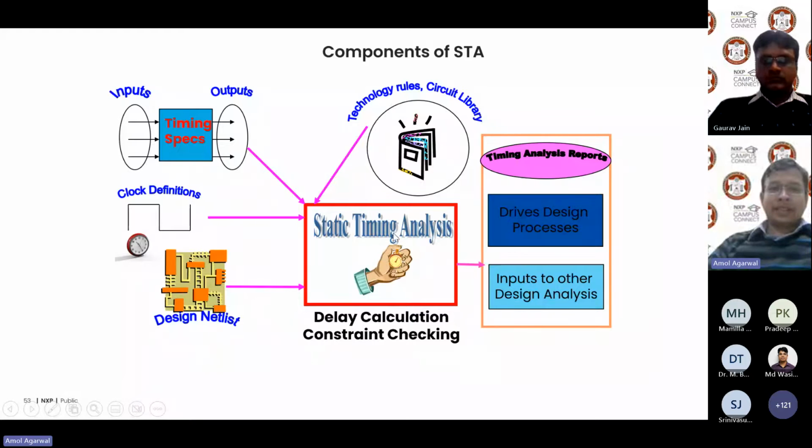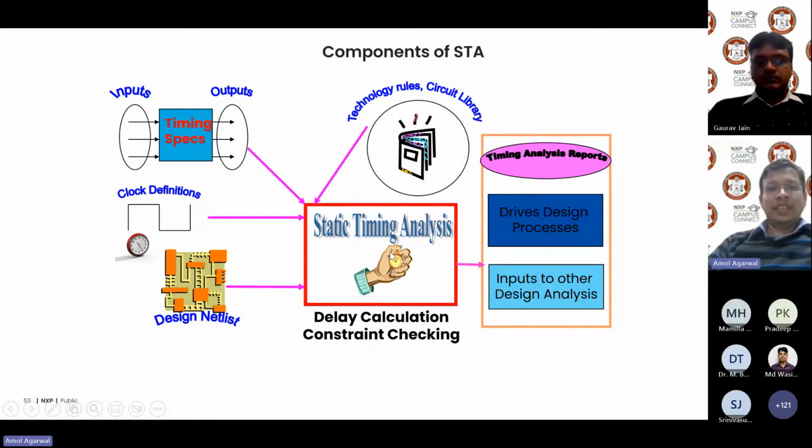So static timing analysis has multiple things. One is your internal register to register timing. So suppose this is your design netlist. So there could be an internal register to register logic part, and then there could also be the IOs, because ultimately you would be feeding some inputs to this chip and you would be getting some outputs. So you would have some timing specs that you are giving these inputs and whether your outputs are coming at the desired speed or not.